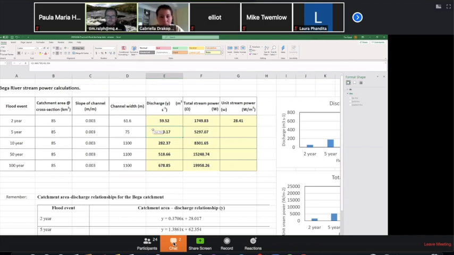And for each of the others, it will be a different number. So it's 1.38 for the 5-year flood. It's this equation, 1.3861 times 85 plus 62 in that case. So each of those will be different.